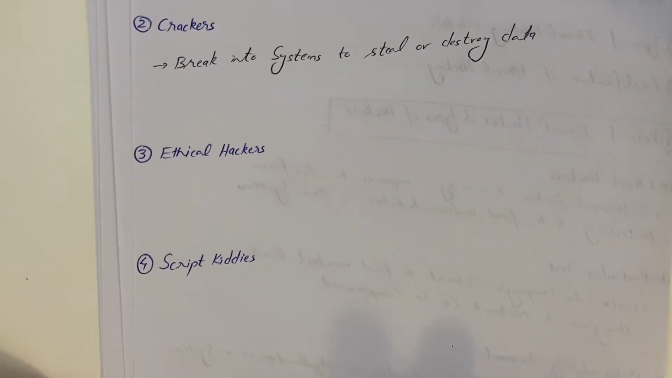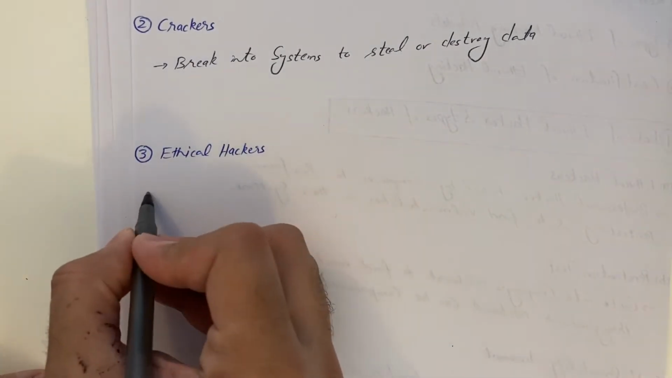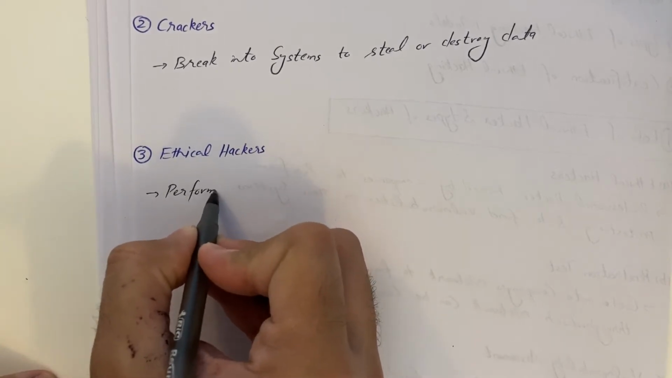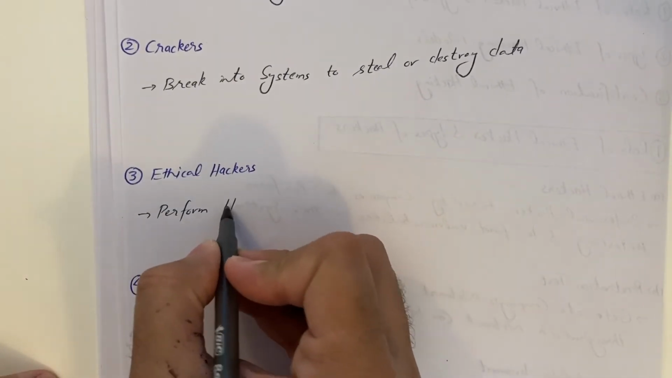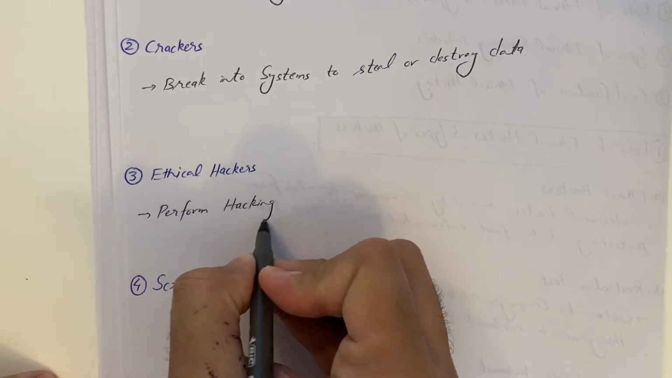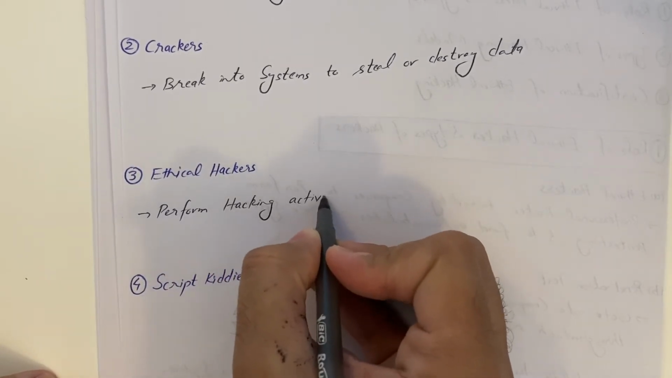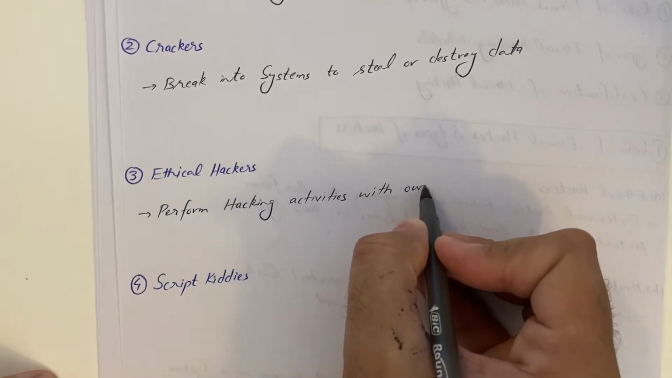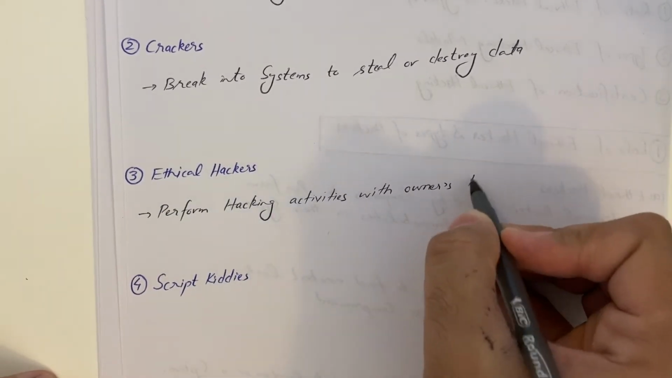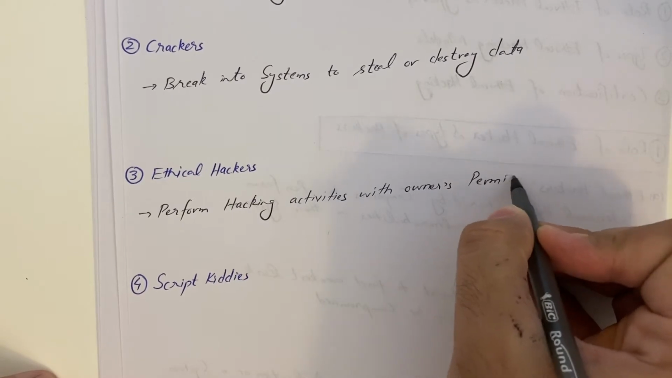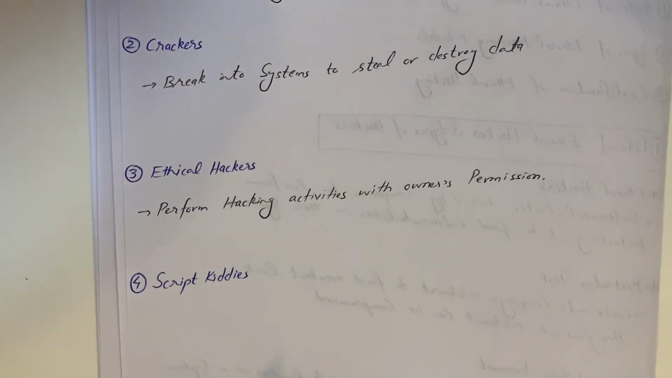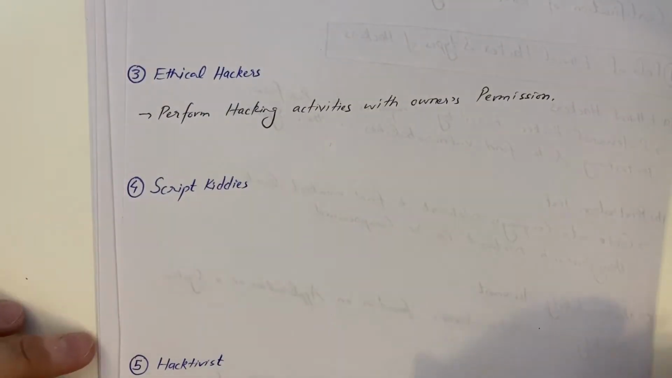Ethical hackers, that we already talked about, perform hacking activities with the owner's permission. So they have full consent, and then they perform hacking. They break into the security, find vulnerabilities, and all that stuff.